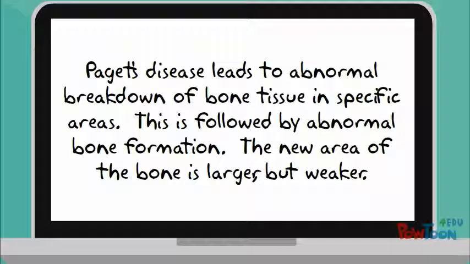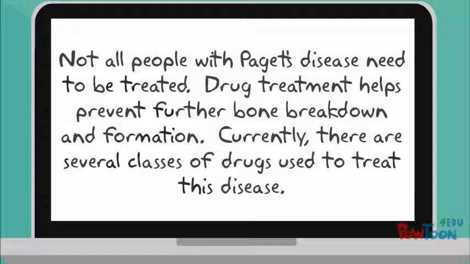Paget's disease leads to abnormal breakdown of bone tissue in specific areas. This is followed by abnormal bone formation. The new area of the bone is larger but weaker. Not all people with Paget's disease need to be treated. Drug treatment helps prevent further bone breakdown and formation. Currently, there are several classes of drugs used to treat this disease.